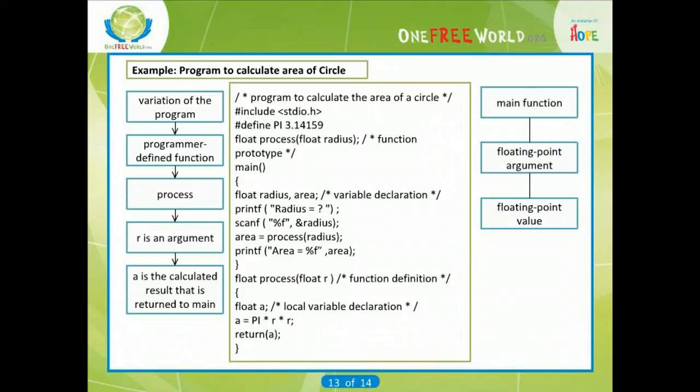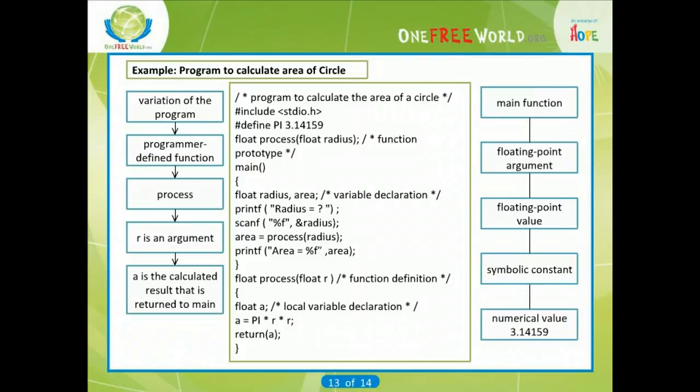This program also contains a symbolic constant, PR, that represents the numerical value 3.14159. This is a form of shorthand that exists for the programmer's convenience. When the program is actually compiled, the symbolic constant will automatically be replaced by its equivalent numerical value. When this program is executed, it behaves in the same manner as the program shown earlier.